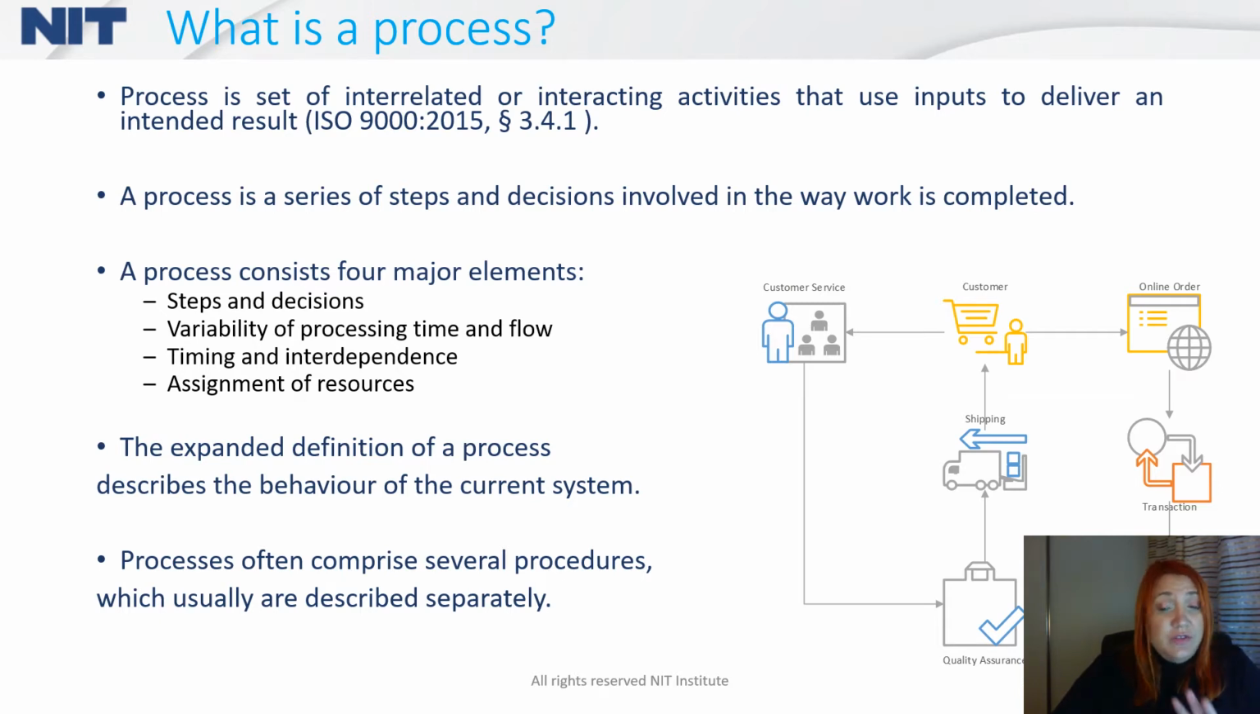Well, a more official definition, according to the ISO 9000 standard, says that a process is a set of interrelated or interacting activities that use input to deliver an intended result. Whether the intended result of a process is called output, product, or service depends on the context of the reference. Inputs to a process are generally the outputs of other processes, and in the same way the outputs of processes are generally the inputs to other processes.